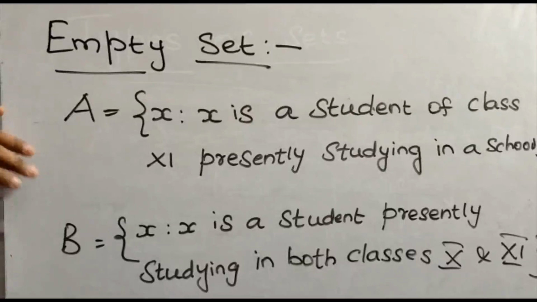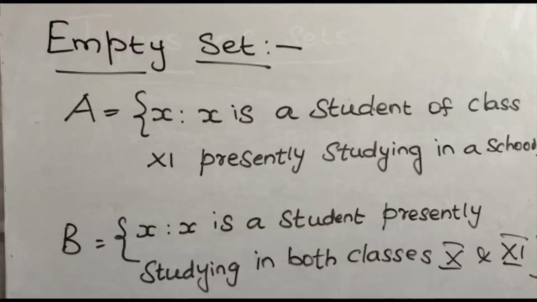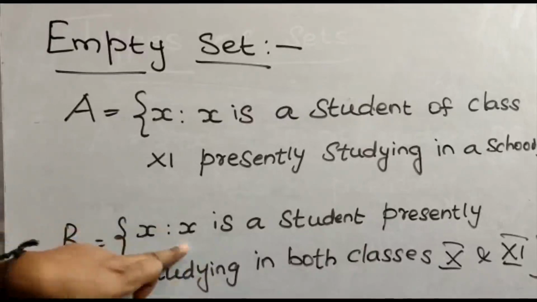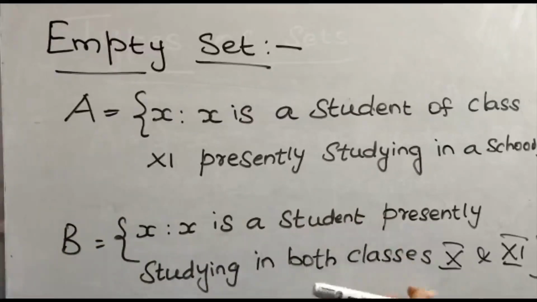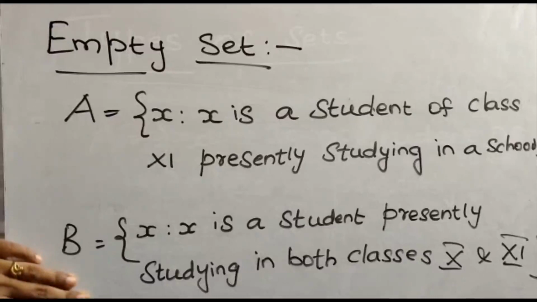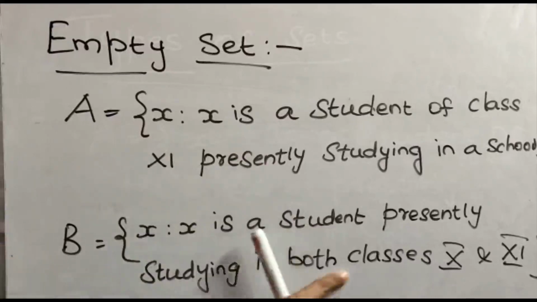So I can say the set contains a finite number of students, right? For example, let's take your school only. If class 7 has a total strength of 35, it's possible for us to count. Now move on to the second example. Set B is {x such that x is a student presently studying in both class 10 and 11}. It's not possible. A student cannot study in both classes 10 and 11. So the set B contains no element at all. Both means common. There is no common student in 10th and 11th.